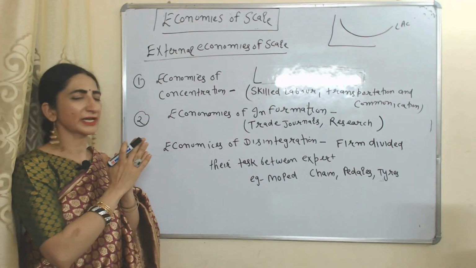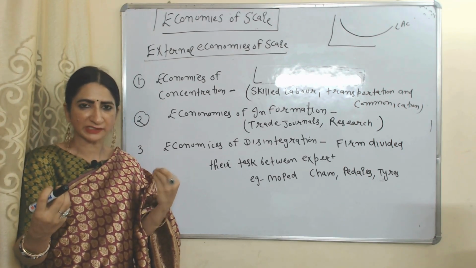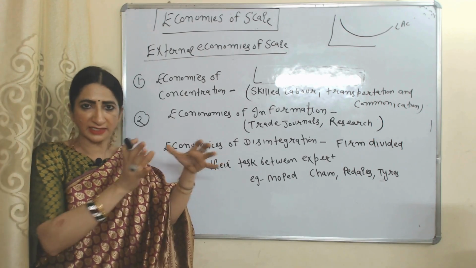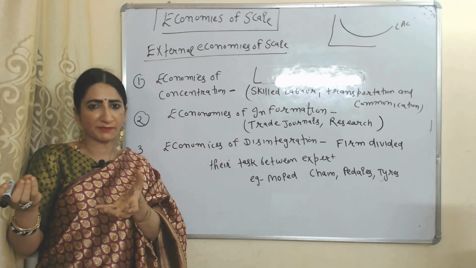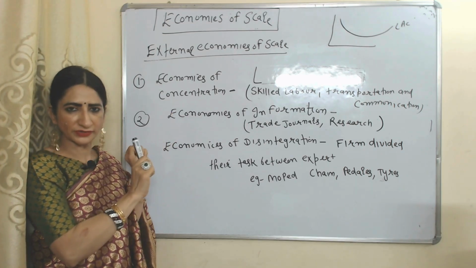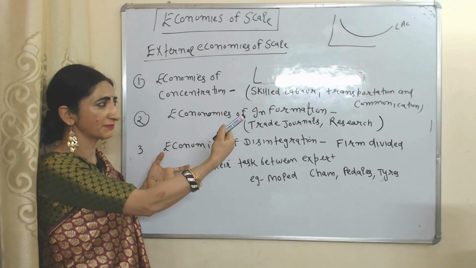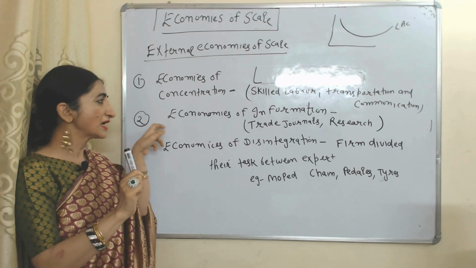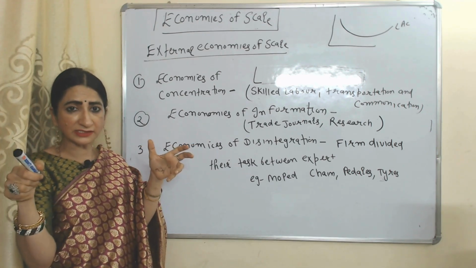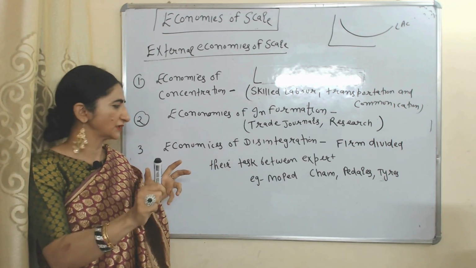Now we are going to talk about external economies of scale. External economies of scale means business enhancing factors found outside the company. Or we can say that as the industry is expanding, the whole firm receives some benefit. Eventually, their long-term cost reduces. First is economies of concentration. As the whole industry is expanding, obviously each firm will receive skilled labor, transportation and communication facilities. Economies of information. As the industry is expanding, they are producing at a large scale. Obviously so many trade journals and research will occur and each firm can take benefit of this.